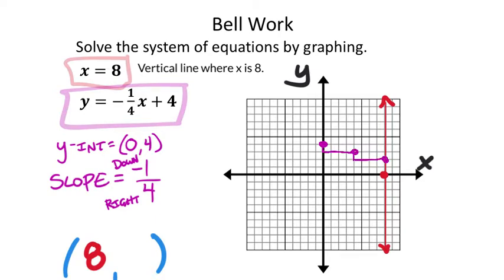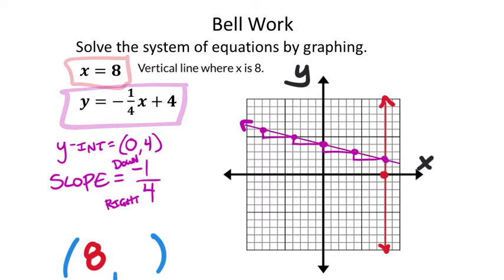You know, that's as far as I can go to the right. Of course, I'll have to go to the left as well. Left 4, up 1, and then left 4, up 1. Okay, so I can make my graph, and that's pretty much all I should need in order to solve this system.